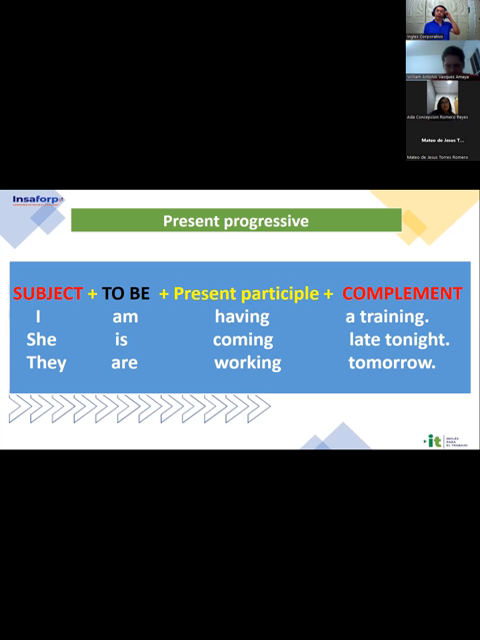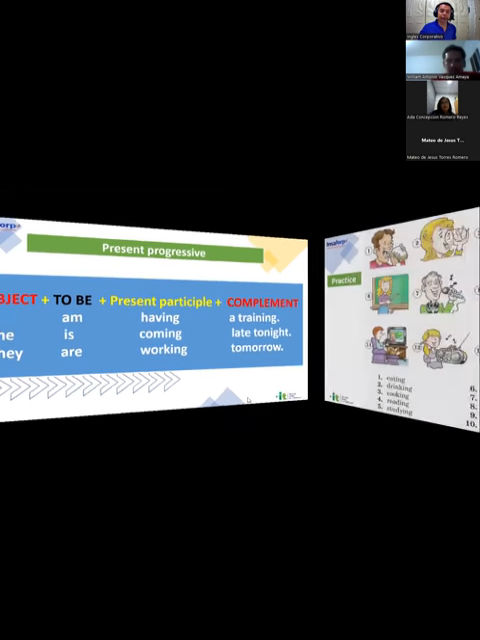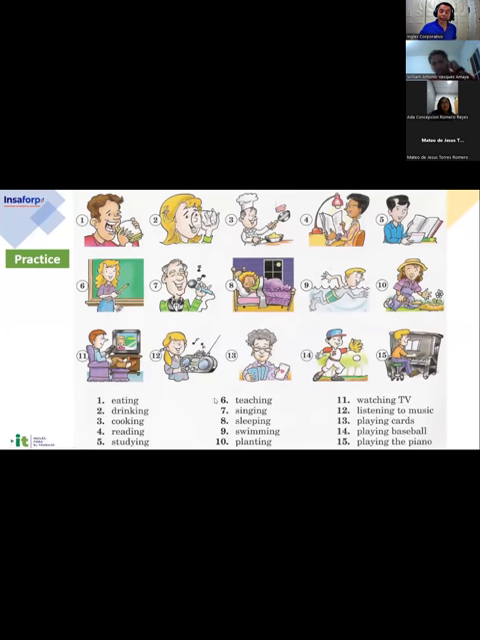Now, William, can you read the sentences again, please, for the class? I am having a training. She is coming late tonight. They are working tomorrow. Thank you very much. Now, this is the structure, right? Now, we're going to practice some actions. Look at the pictures, right?